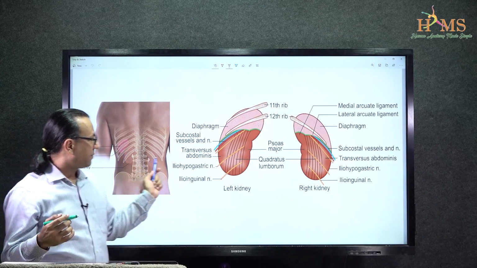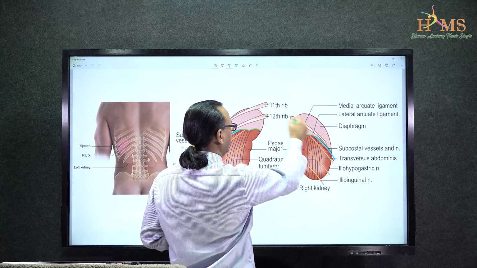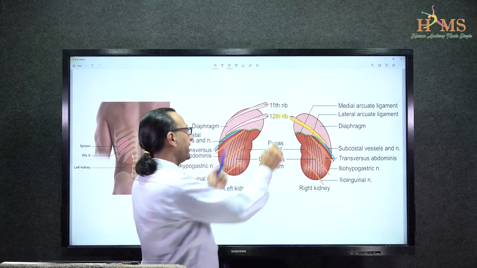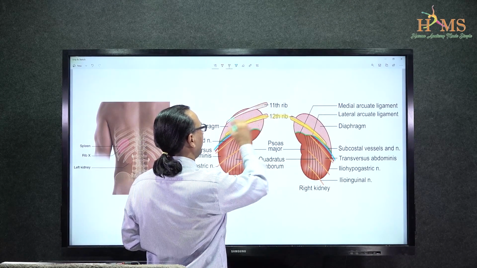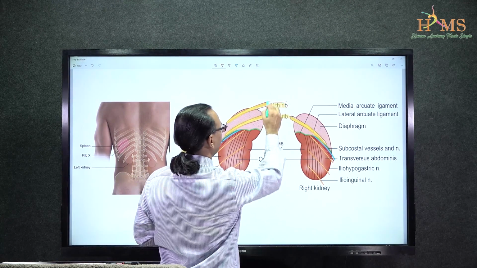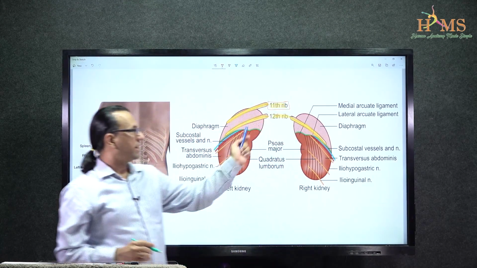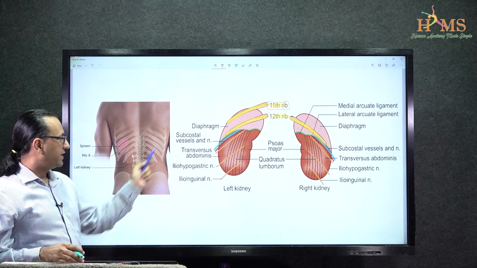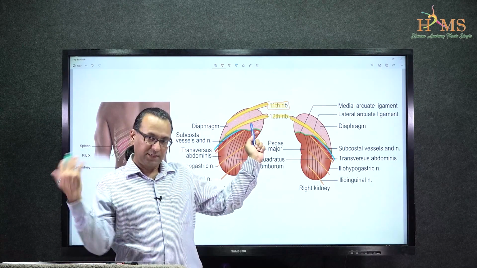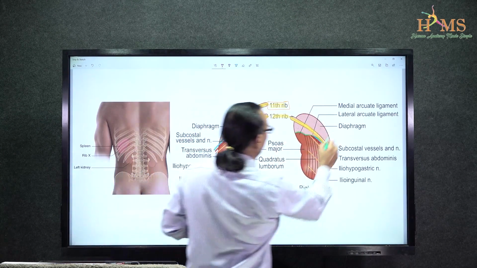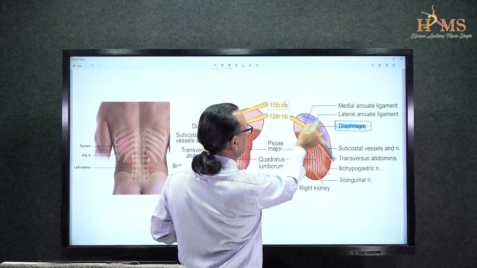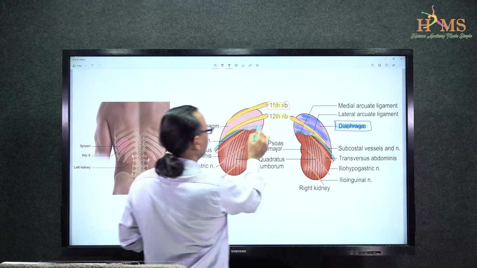If you are talking about the ribs, it is the 12th rib, which relates with the right kidney, and it is also relating with the left kidney, but the left kidney has relation with the higher rib, the 11th rib, as well. So the left kidney relates posteriorly with 2 ribs and the right kidney relates with only the 12th rib. Attaching to the ribs on the interior will be the diaphragm. So the diaphragm is relating to the posterior aspect of both the kidneys here.